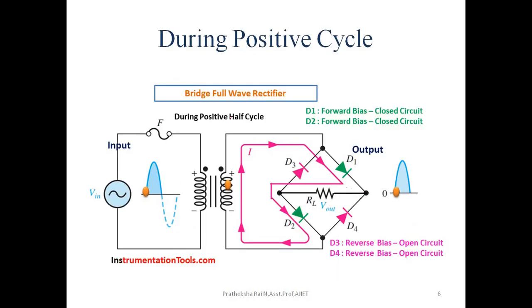Now just see this circuit diagram. The voltage which I am giving is only for the positive half cycle. The complete cycle is a combination of the positive as well as the negative half cycle, that is an AC input signal. So during the positive half cycle, what happens? If you see here, this is plus and this is minus. So what happens then?